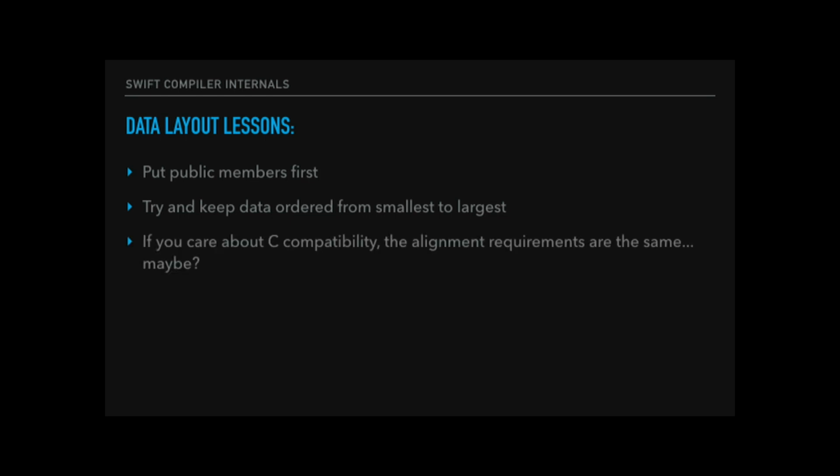And if you care about C compatibility, the alignment requirements seem to be the same if you put everything in this order. Maybe. Swift documentation says all over the place that data layouts are not guaranteed to be C data layouts. So there is an important caveat, though, which is don't do this stuff unless you need to. The Swift compiler is taking care of reordering the data for you because it makes your life easier. But if you are a systems programmer, you are writing low-level code, you care a lot about your data layout. You care a lot about those extra 9 instructions. You do not want those.